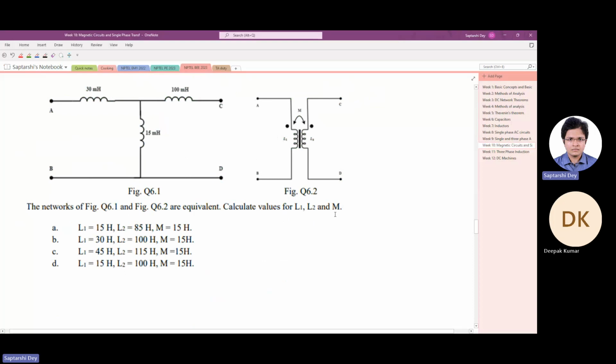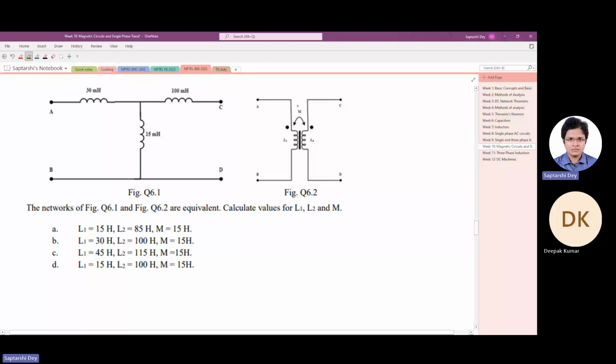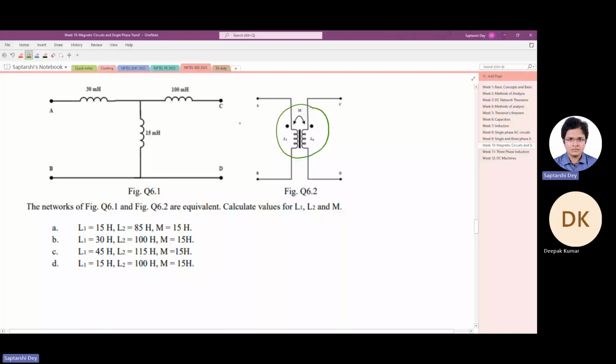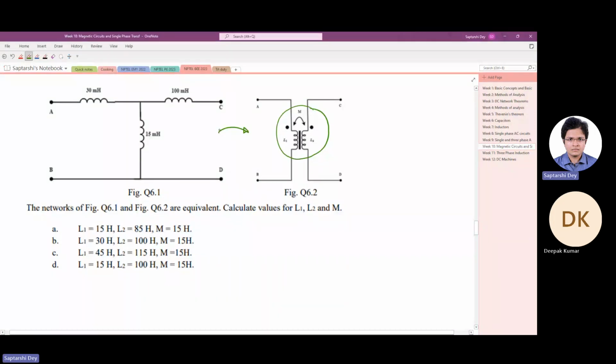This one is a very interesting question. I don't know whether you have already studied the transformer equivalent circuit. Look at the question, figure 2 first. It is a transformer, and figure 1, 6.1, is its equivalent circuit. But this transformer is expressed in kind of an unusual way. Generally, when we talk about transformers, we do not express them in terms of their self and mutual inductances. We express them in terms of their magnetizing reactance and leakage reactance, or magnetizing inductance and leakage inductance. So how to relate between them? This question asks you to find the equivalence between these two circuits.